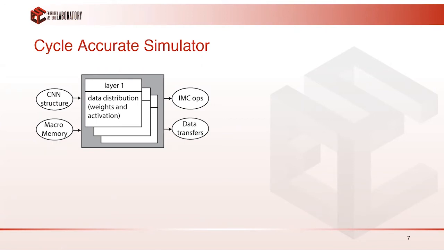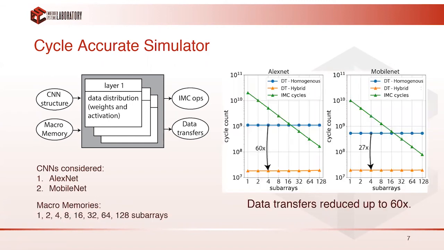Then, the simulation performs a layer-wise analysis, defining the necessary cycles to deploy it in terms of data transfers and in-memory computing operations. The considered CNNs are AlexNet and MobileNet. Moreover, the number of subarrays range from 1 to 128. Here I present the output of the software for the mentioned CNNs and the subarrays.